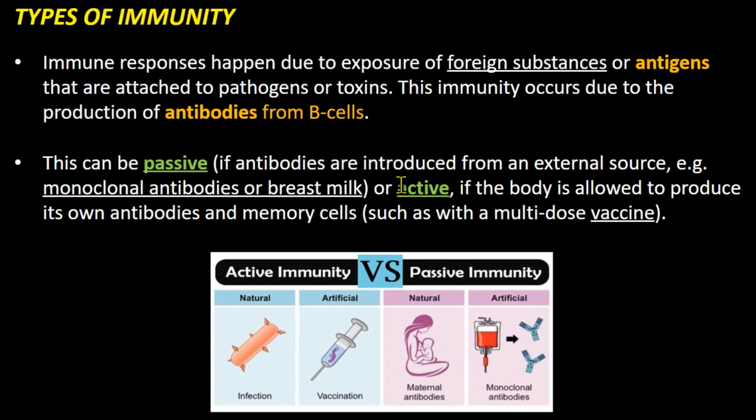So active immunity is if the body is allowed to produce its own antibodies and memory cells, such as with a multi-dose vaccine, which is going to stimulate the production of antibodies, or just a natural infection, like if you were to just get measles and you form the antibodies against it. It came from within your own body. You use energy actively to produce antibodies, as opposed to getting it from outside, which would be from passive immunity.